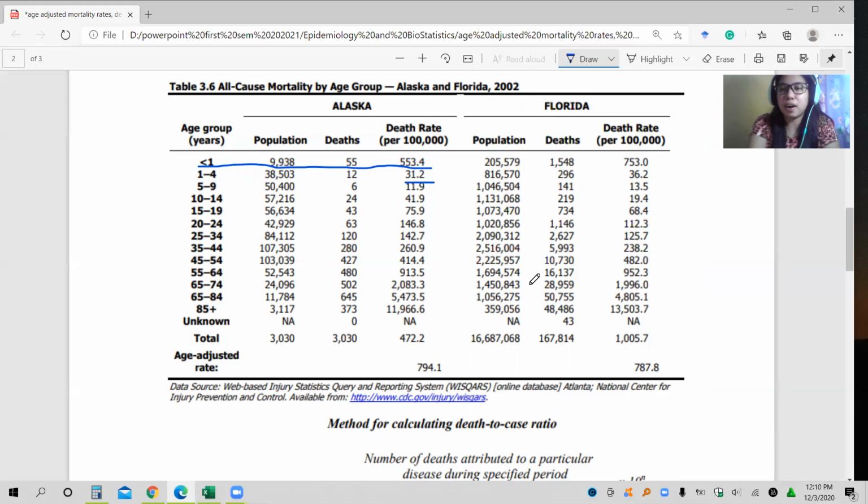In the case also of Florida, to compute the death rate in the last column, it is also 1,548 over 205,579 multiplied by 100,000. So if we compute that for all the number of deaths here over the population for each of the age groups, you can obtain these values in the last column.